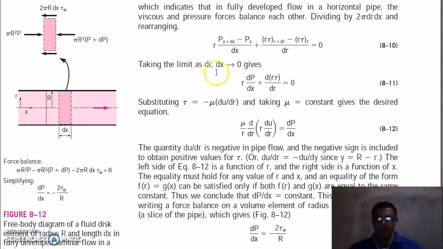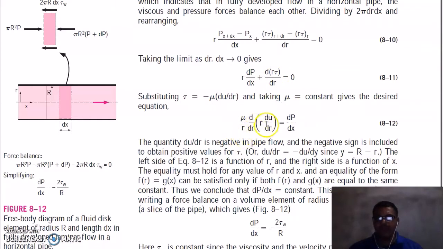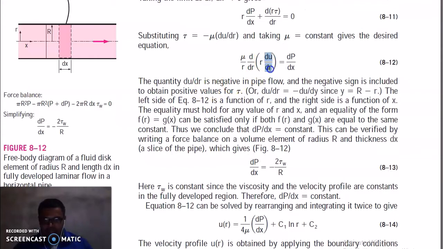Now take the limits dr and dx tend to 0. You will get r dp/dx plus d(r tau)/dr equals 0. Now substituting the value of tau, which is equal to minus mu du/dr in this case, and taking mu as constant, you will get the equation mu/r d/dr (r du/dr) equals dp/dx. The quantity du/dr is negative in pipe flow, and a negative sign is included to give a positive value of tau, because negative times negative becomes positive. Or you can say du/dr equals minus du/dy, where y equals R minus r.